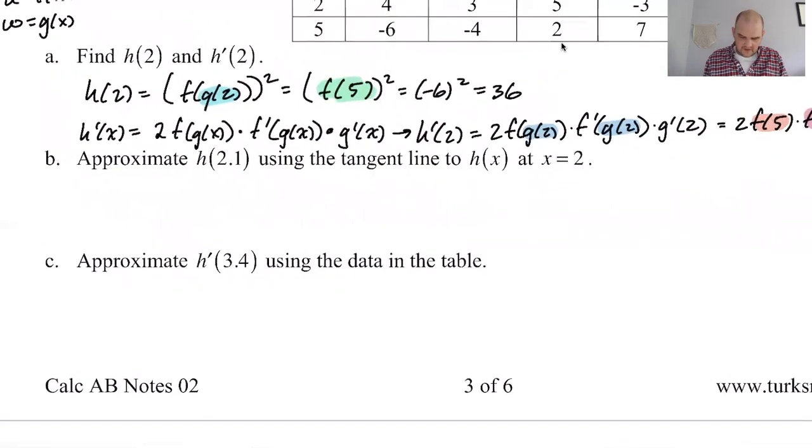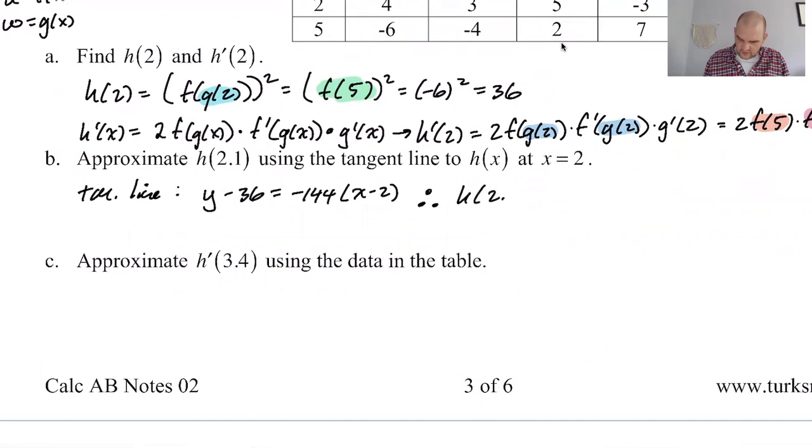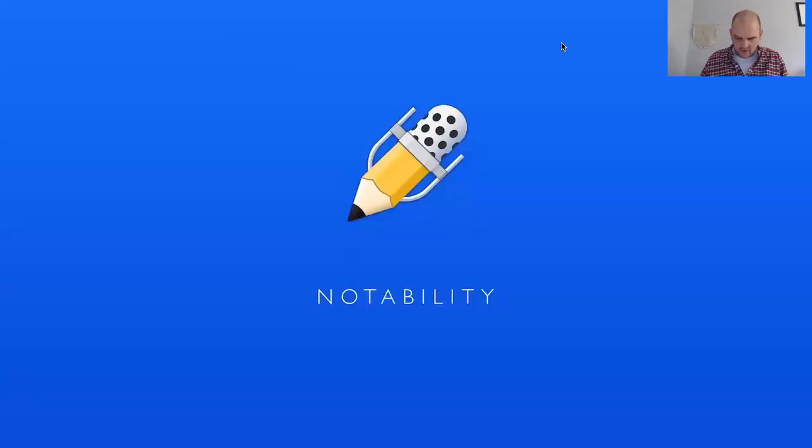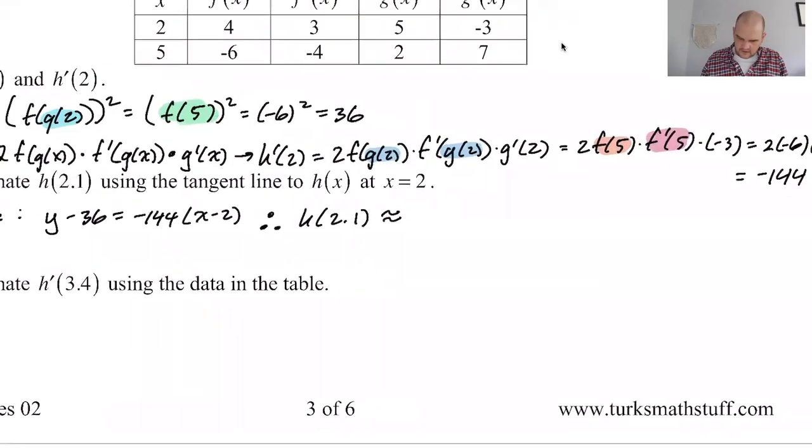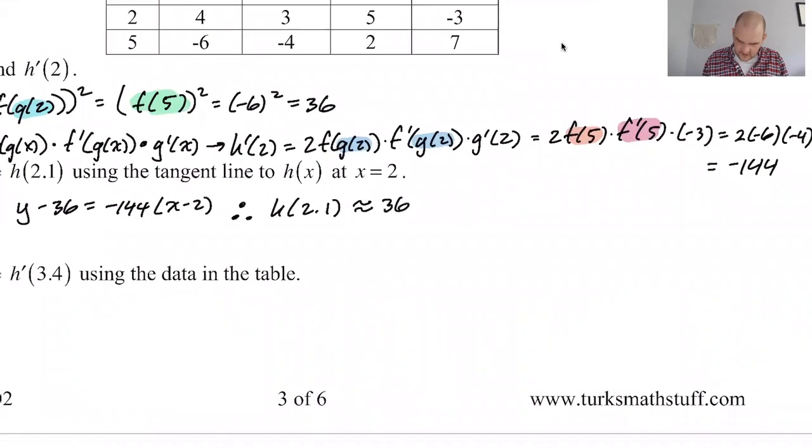So let's see. The tangent line is going to be y minus what we got, so y minus 36 equals the slope, negative 144, times x minus 2. That's our tangent line. Therefore, h of 2.1 is approximately 36 minus 144, and then I'm plugging in 2.1 minus 2.